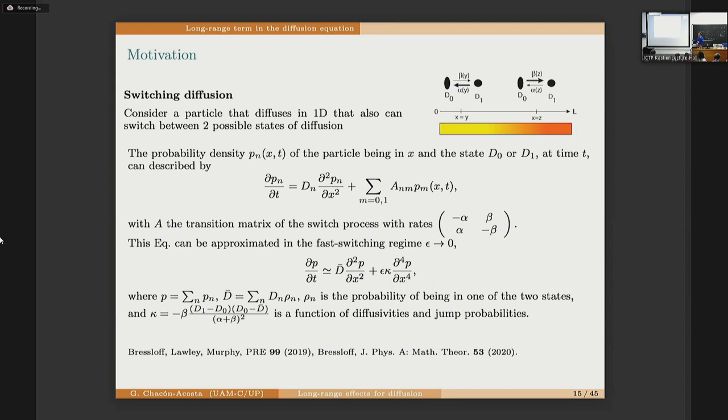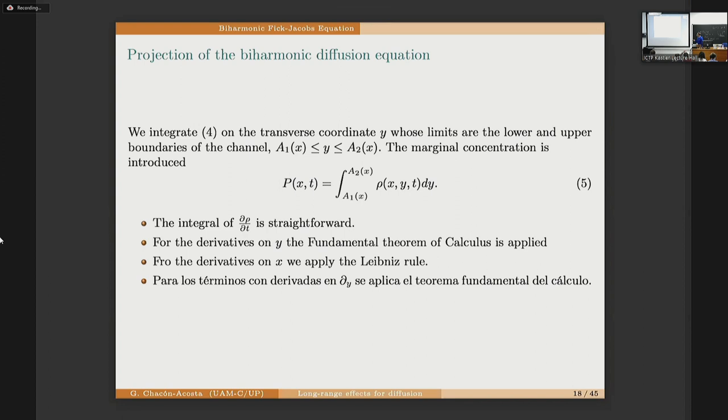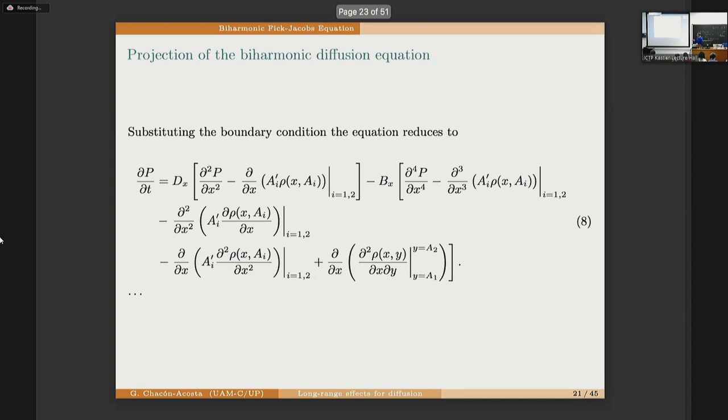And what we've done is exactly to consider this fourth order term in the diffusion equation. This is how it looks when we expand it, and then projected to one dimension. Let me skip some slides here. We found this equation after some standard procedure.